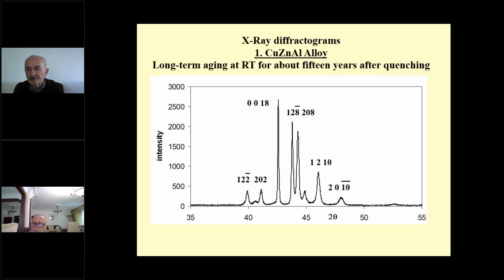This is an X-ray diffractogram taken from a copper-zinc-aluminum alloy sample after long-term aging at room temperature, about 15 years after quenching. As you can see, peak intensities and peak characteristics are different, and this diffractogram exhibits superlattice reflection. Let me inform you that these plane pairs are important for the ternary copper-based shape memory alloys. These are 122, 202, 128, 208, 110, 2010, and others.